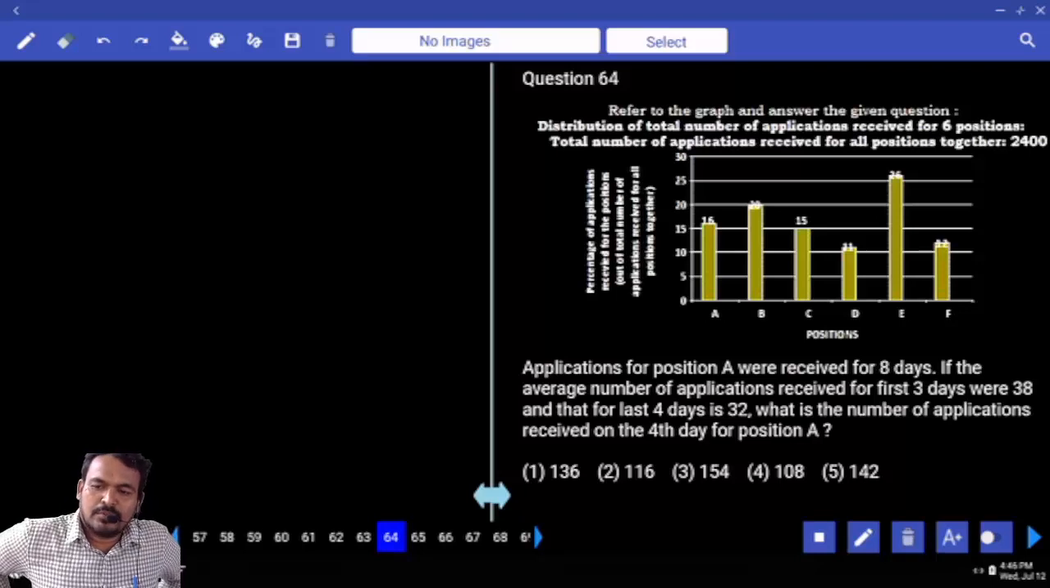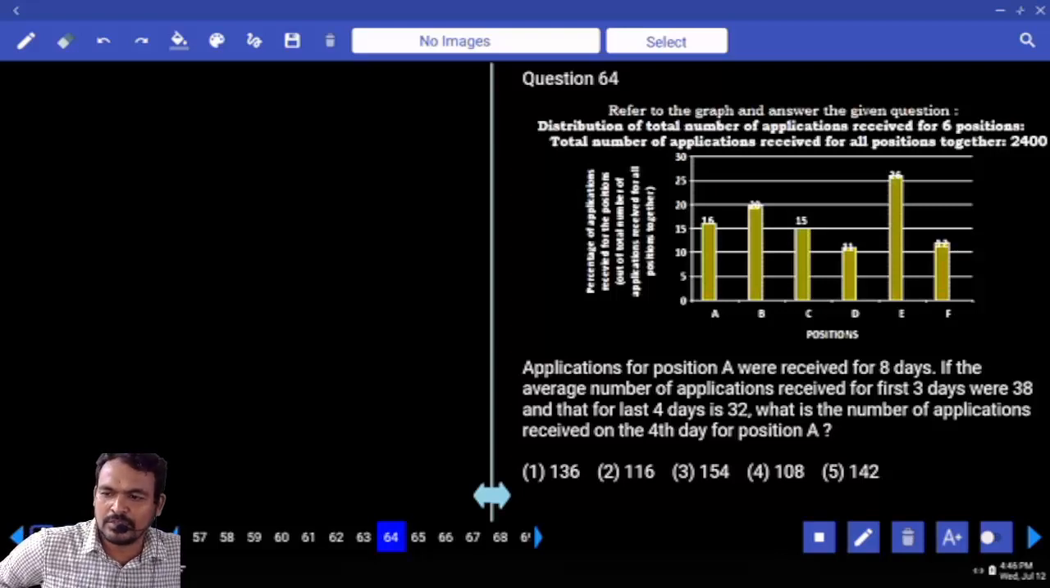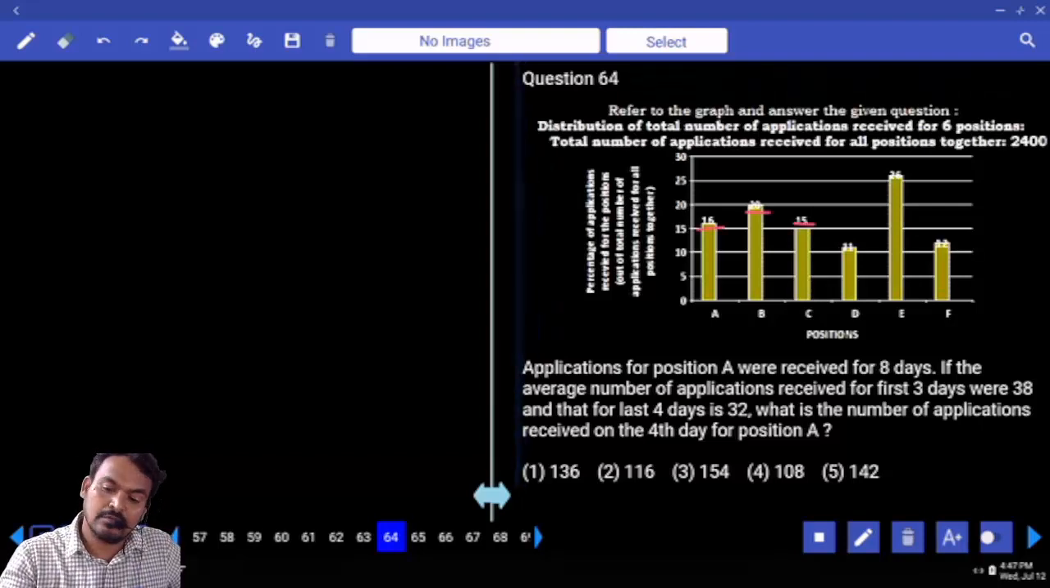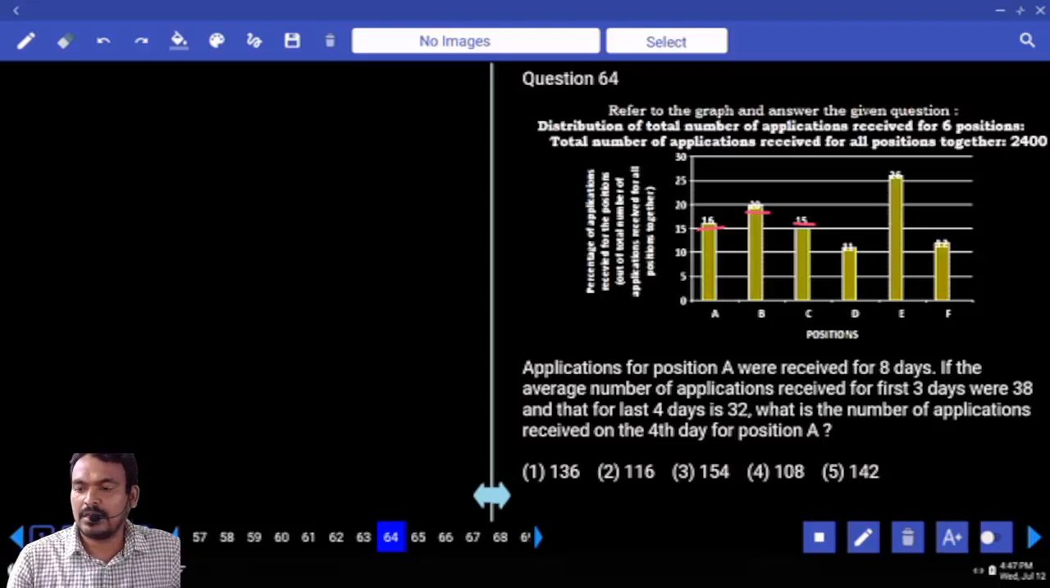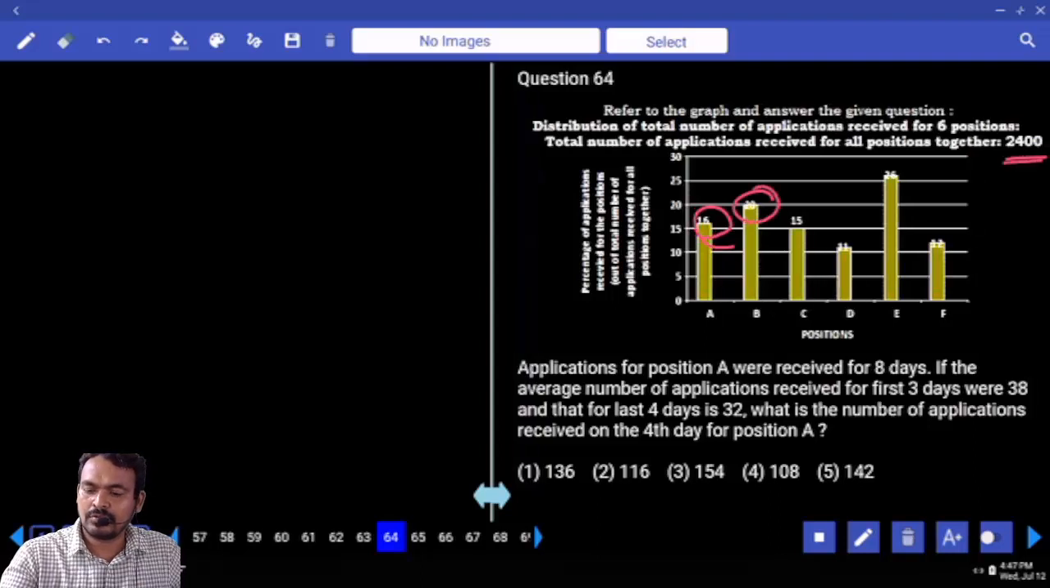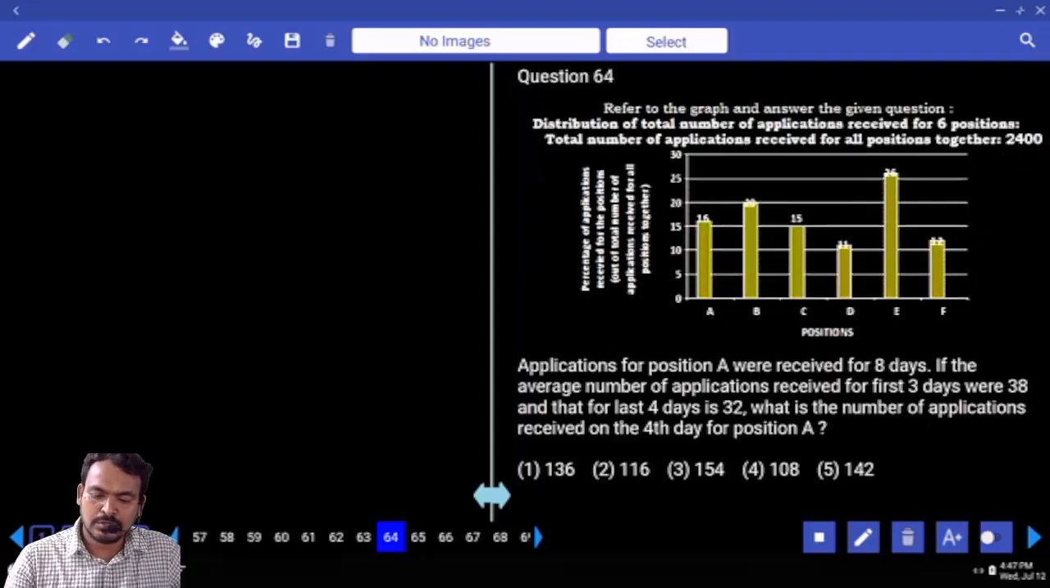Distribution of the total number of applications received for 6 positions. Total number of applications received for all the positions together is how much? 2400. And what the positions are given? All are given in percentage or value? Percentage. Okay. And here 16% of which one? 2400. 20% of 2400.